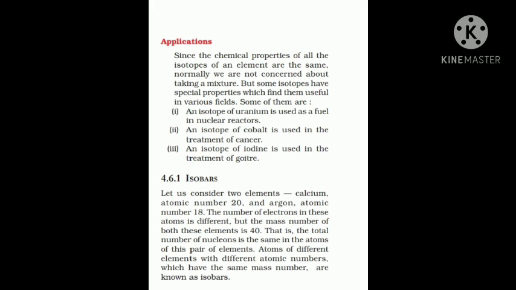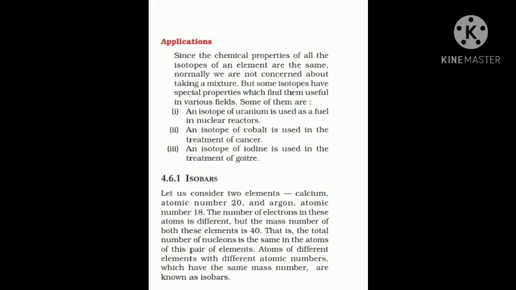Let us learn the applications of isotopes. Since the chemical properties of all the isotopes of an element are the same, normally we are not concerned about taking a mixture. But some isotopes have special properties which make them useful in various fields. For example, an isotope of uranium is used as a fuel in nuclear reactors. An isotope of cobalt is used in the treatment of cancer. An isotope of iodine is used in the treatment of goiter.